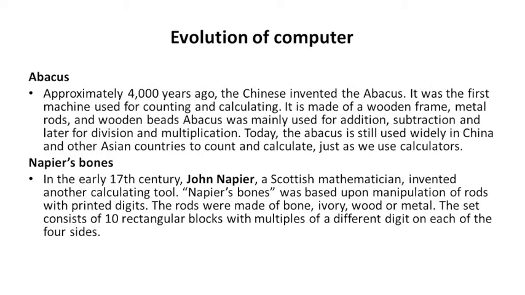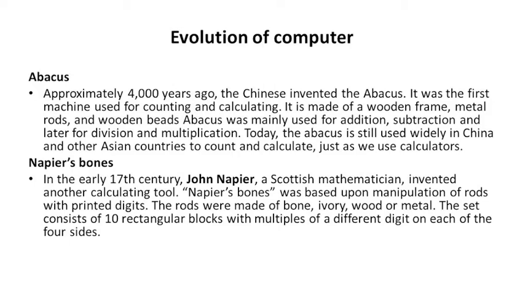Next topic is evolution of the computer. How the computer evolved. First one, abacus. Approximately 4000 years ago, the Chinese invented the abacus. It was the first machine used for counting and calculating. It is made of a wooden frame, metal rods and wooden beads. Abacus was mainly used for addition, subtraction, later for division and multiplication. Today, the abacus is still used widely in China and other Asian countries to count and calculate just as we use a calculator.